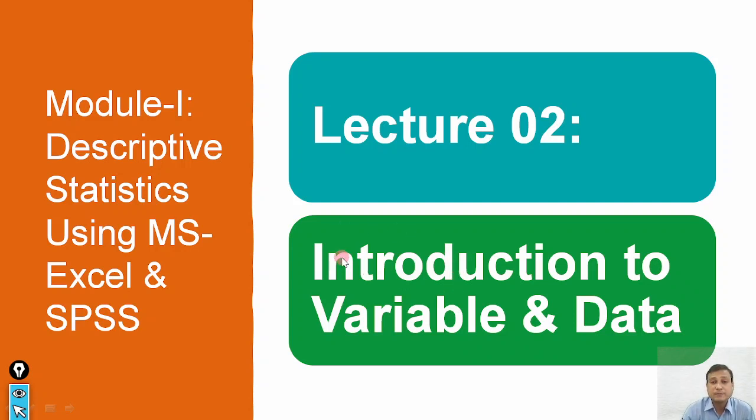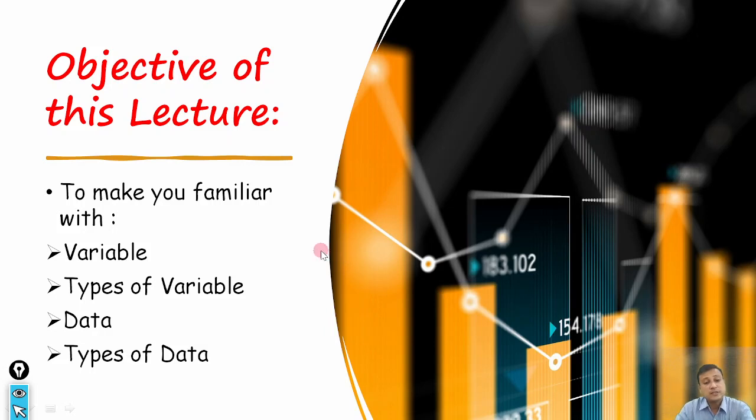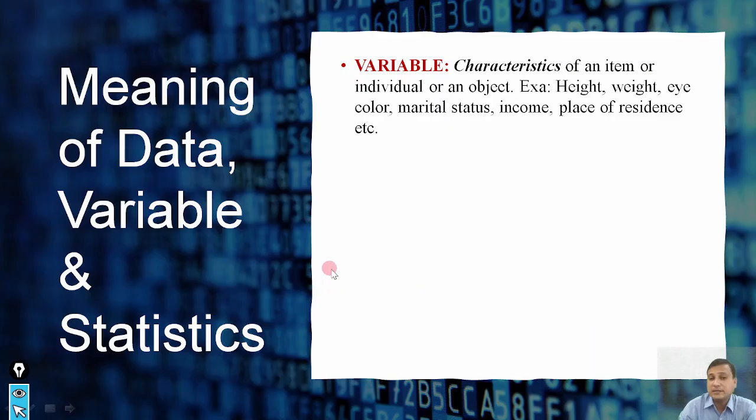The title of this lecture 2 is Introduction to Variable and Data. So the objective of this lecture is to make you familiar with the variable, the different types of the variable, data and the types of the data. So let me start with the meaning of variable. What is the meaning of variable? Variable represents the characteristics of an item or individual or an object.